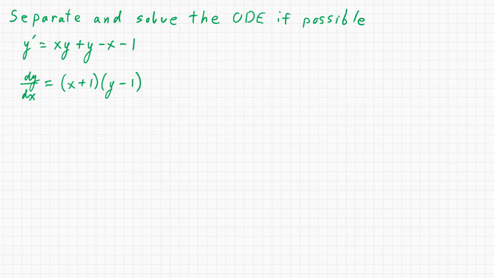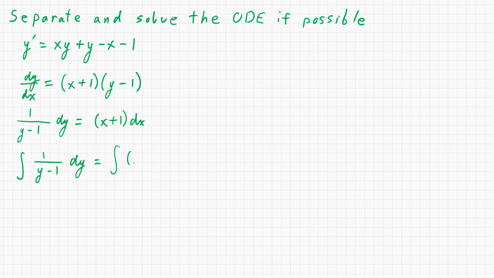So we're going to multiply by dx on both sides of the differential equation, and then we're going to divide by y minus 1 on both sides. So you end up with 1 over y minus 1 dy is equal to x plus 1 dx. And again, as usual, we're going to integrate: the indefinite integral of 1 over y minus 1 dy equals the indefinite integral of x plus 1 dx.